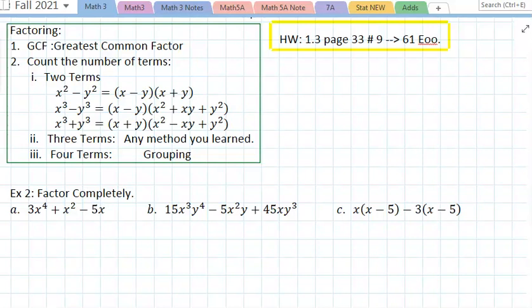The second portion of section 1.3 talks about factoring, and if you recall, there are two steps in factoring. Step number 1, you factor the greatest common factor. Step number 2, you count the number of terms. If you see two terms, it's one of these three formulas. If you see four terms, you would use grouping. And if you see three terms, there are 5 different ways you could factor, any method that you learned in your algebra class.